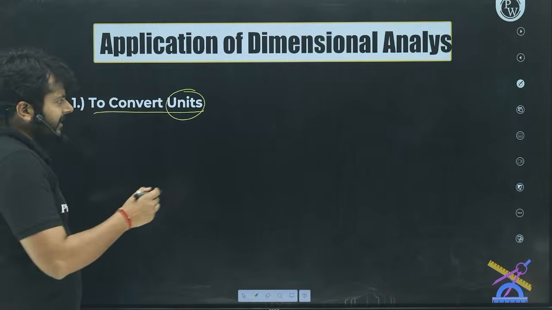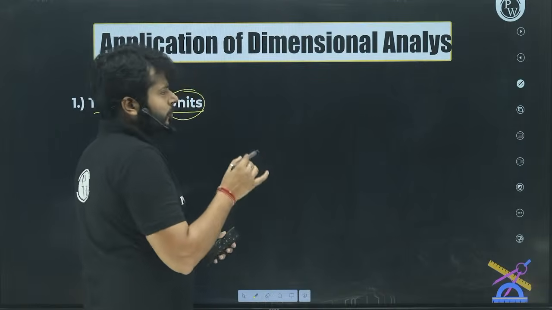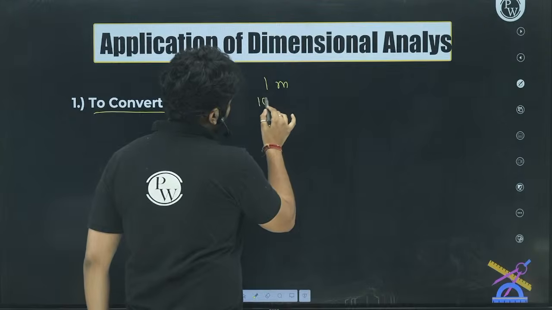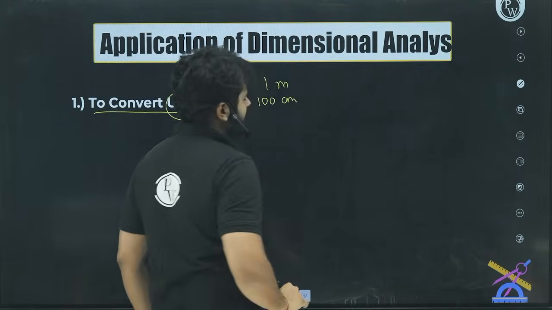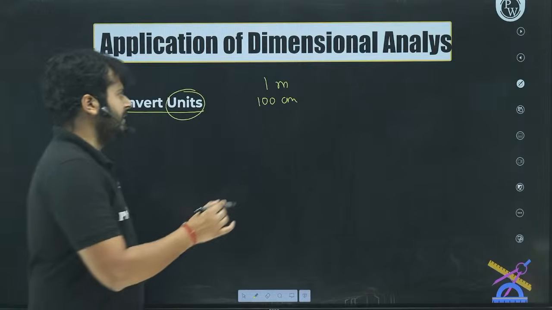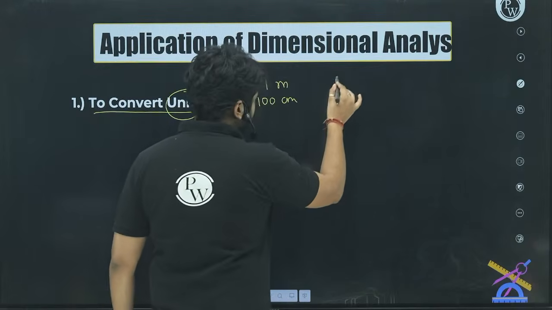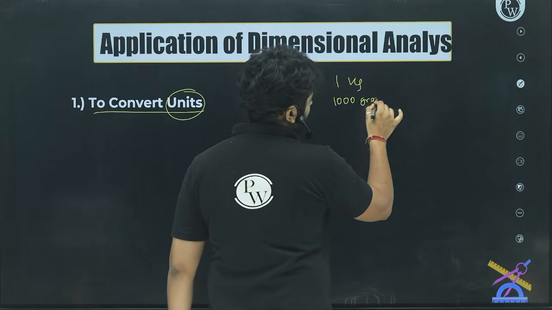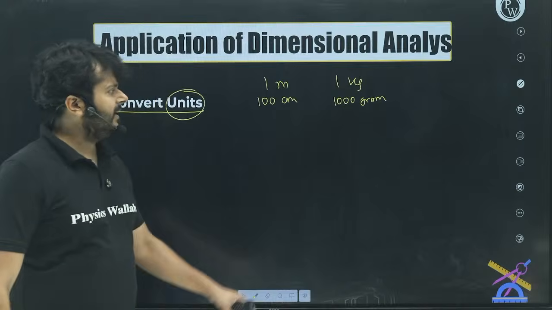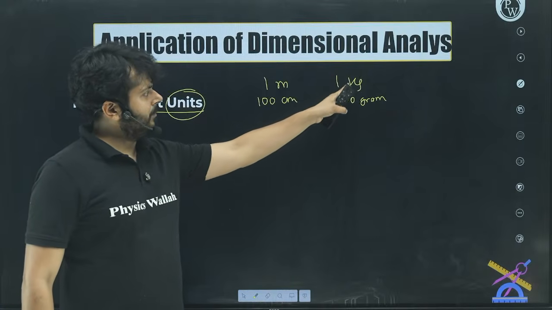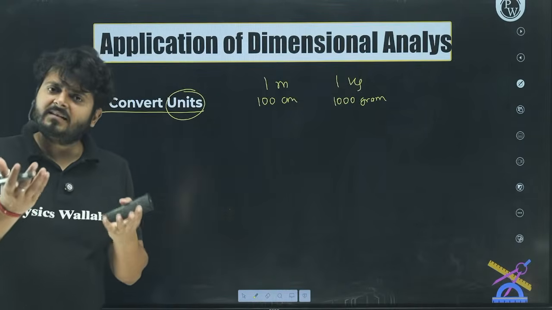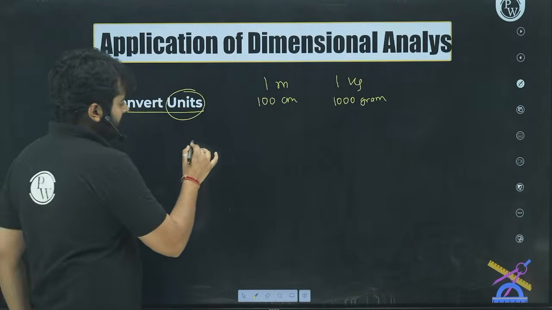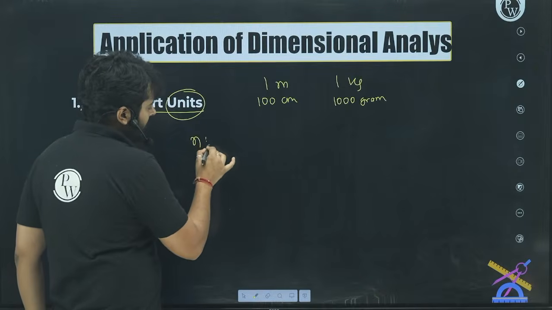Now understand that if I say the length of a rod is 1 meter, or I say the length of a rod is 100 centimeter, is it the same thing or a different thing? Or I say the mass of an object is 1 kilogram, or I say it is 1000 grams. Is it the same thing or a different thing? The numerical values are different and the units are also different, but they are representing the same thing. So a physical quantity always has two things, n value and u unit.